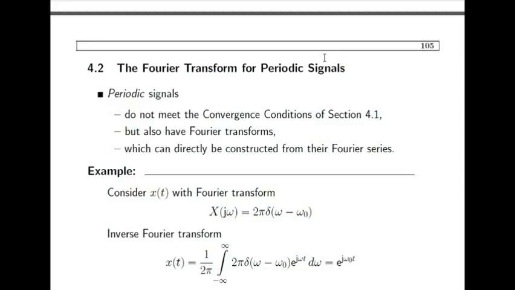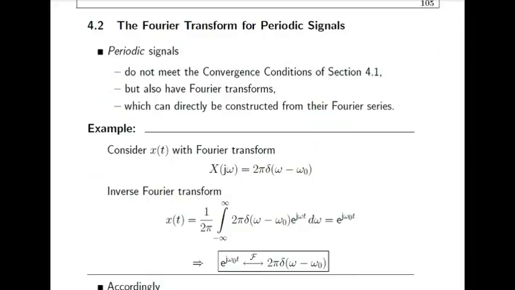In the last tutorial we learned about the Fourier transform of aperiodic signals. In this tutorial I will teach you the Fourier transform for periodic signals and the general properties of continuous time Fourier transform. So now let's start with the Fourier transform of periodic signals. Periodic signals do not meet the convergence condition, but they also have Fourier transforms. Their Fourier transforms are constructed with the help of their Fourier series representation.